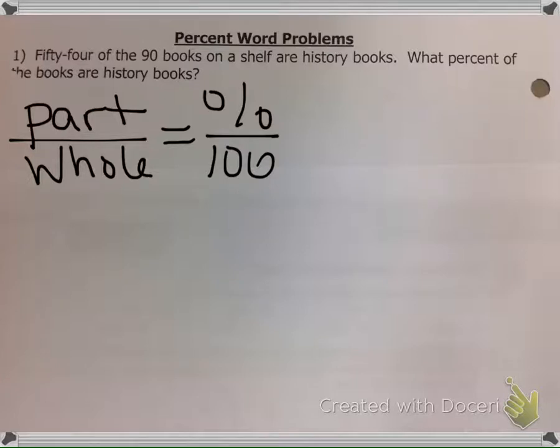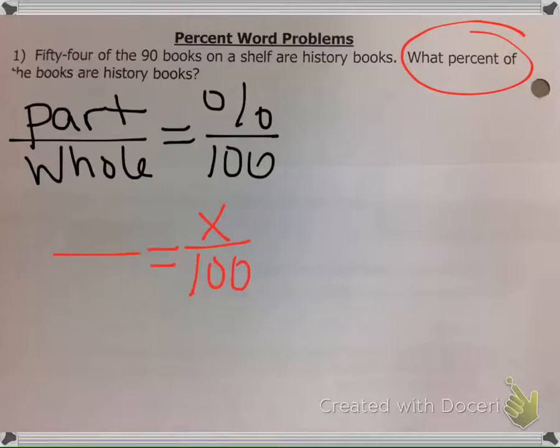54 of the 90 books, what percent of the books are history books? And remember I told you the dead giveaway is always your percent. In this case we're saying what percent, so that's going to be our x. Now you have the other two sides to fill in. Of the 90 books, remember I said look for the of first. So we have of the 90 books, that's going to be your whole.